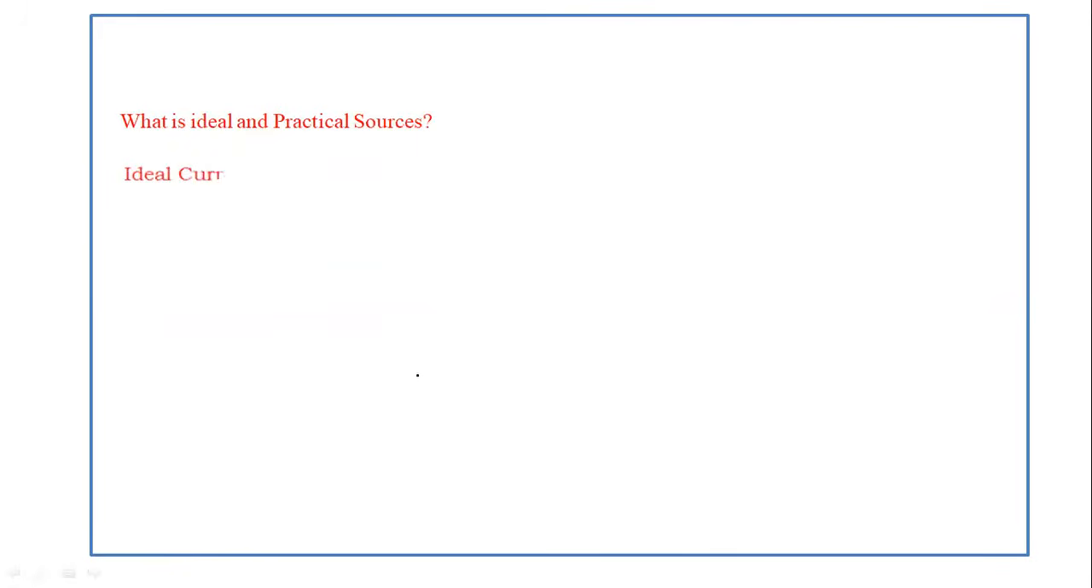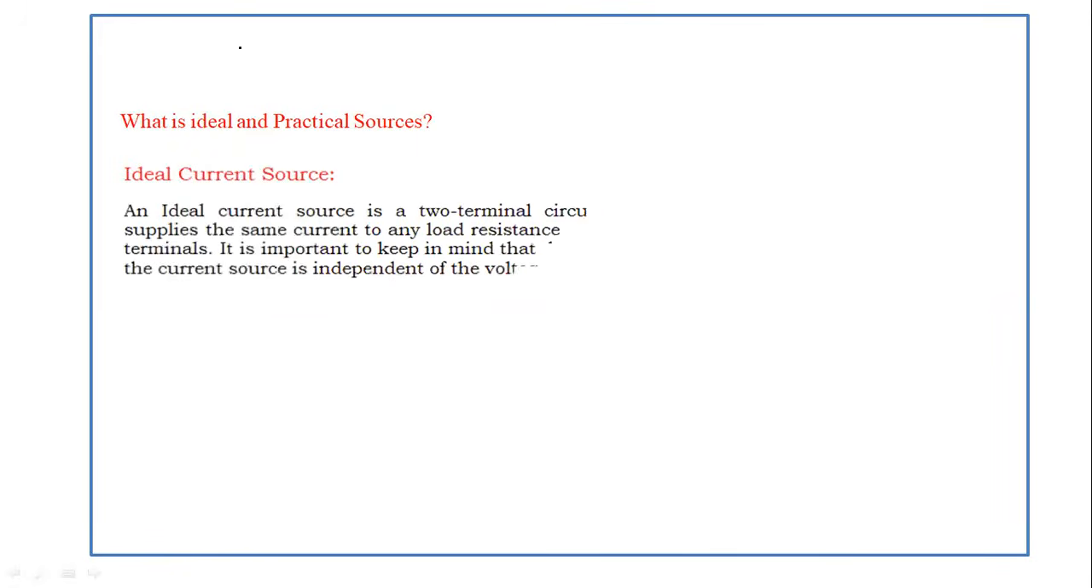Now, if we discuss the ideal current source, an ideal current source is a two-terminal circuit element which supplies the same current to any load resistor connected across its terminals.